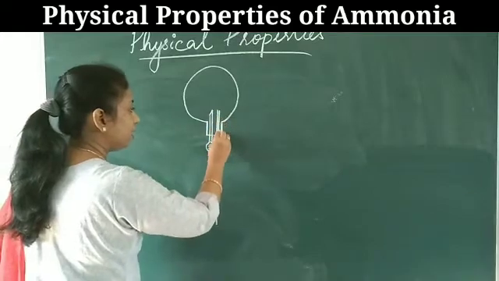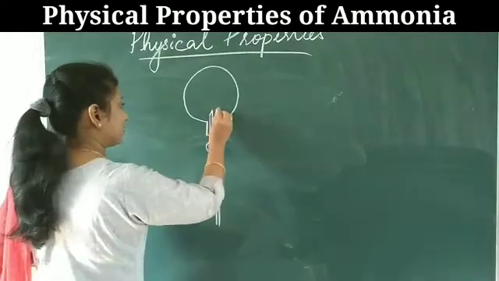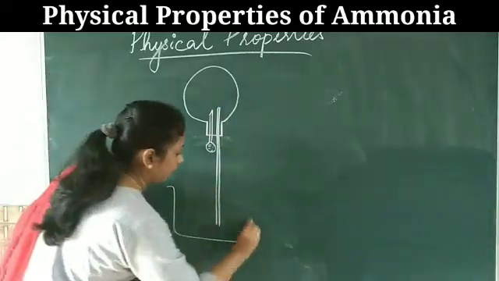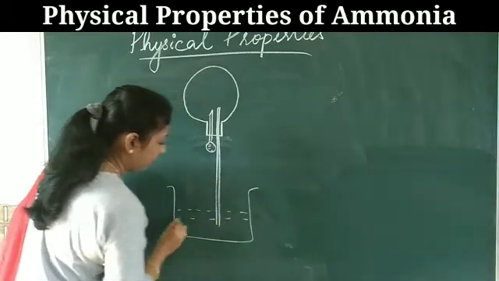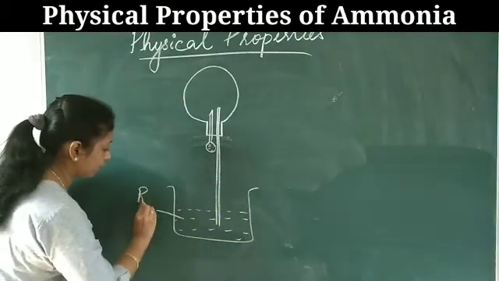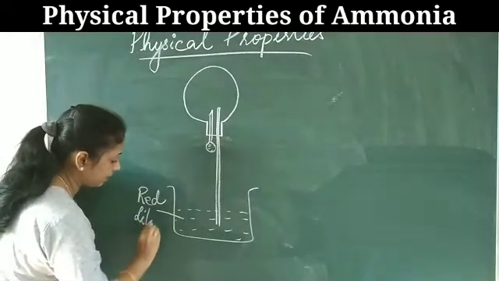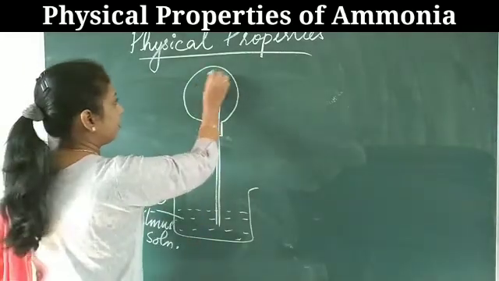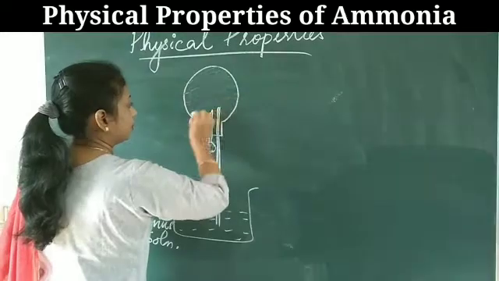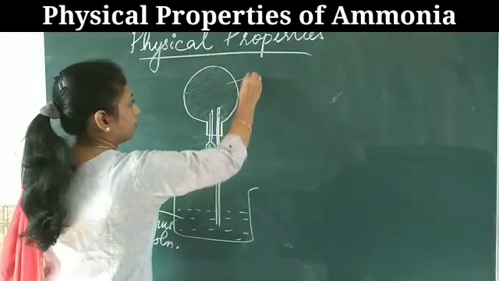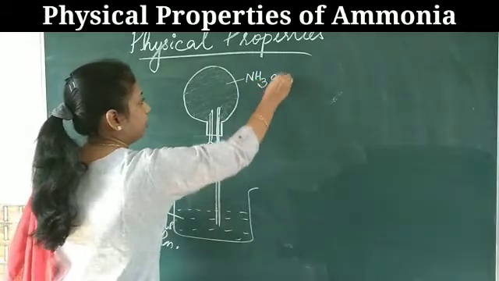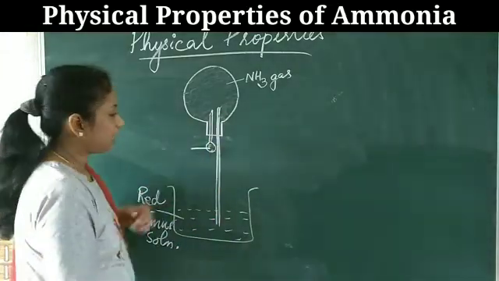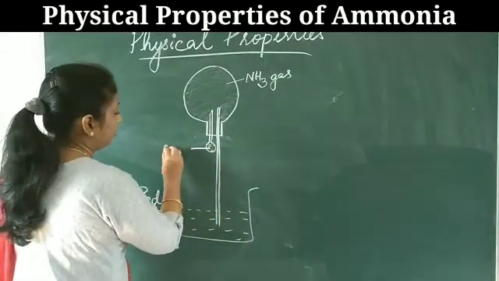Jet tube means what, children? A tube which is open on both the ends. Here we have red litmus solution. Here we have ammonia gas. Here inside this rubber glass dropper we have water.